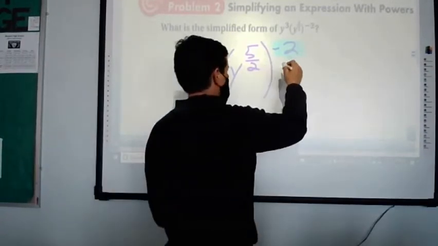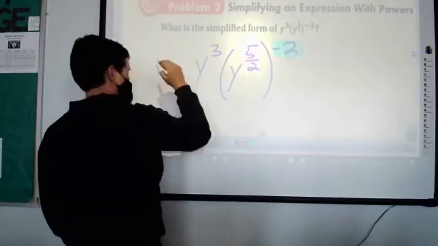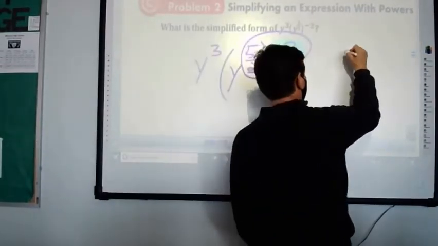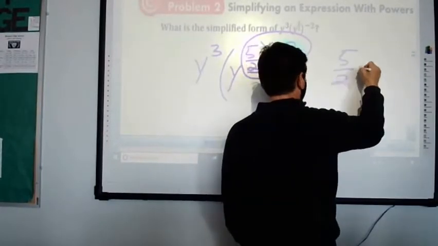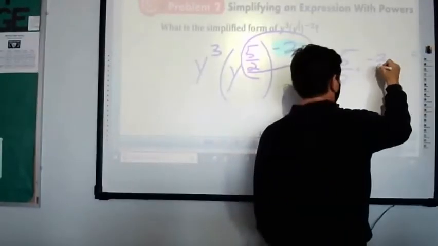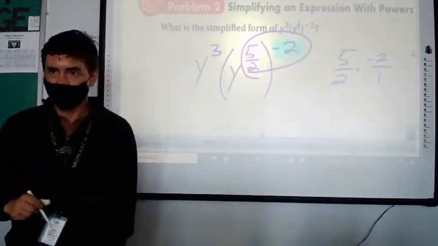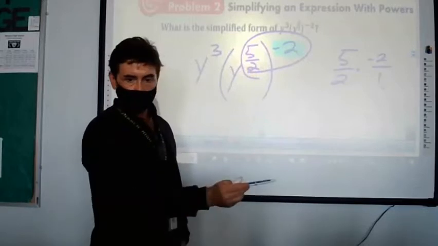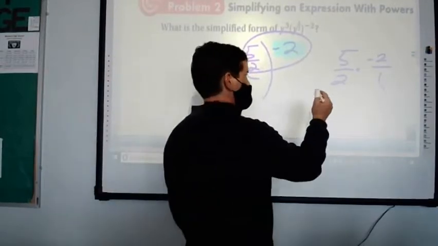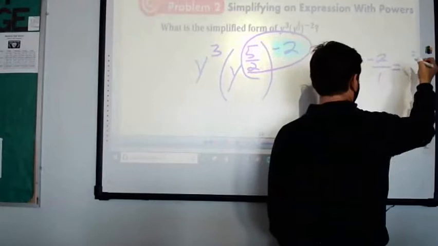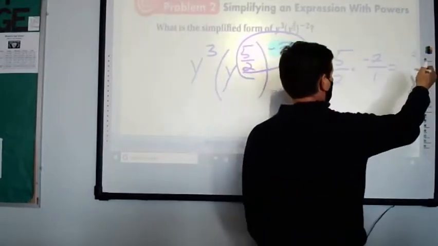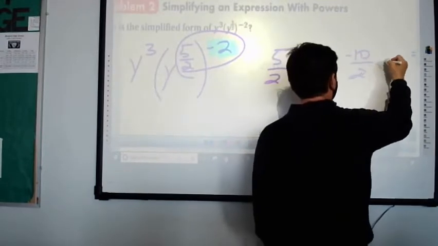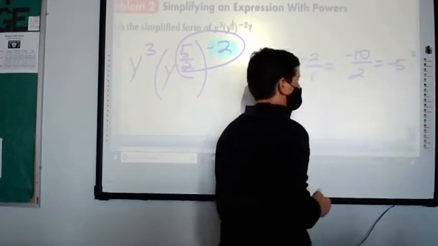So if I just take this off to the side, just multiplying those two things off to the side, I'd have 5/2 times negative 2. I'm going to just put it over 1. And then remember, when you multiply fractions, you multiply straight across, top and bottom. Okay? So this is one way to do this. We'd end up with negative 10 over 2, which equals negative 5.